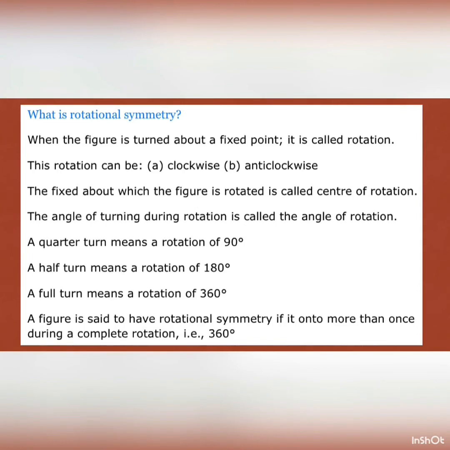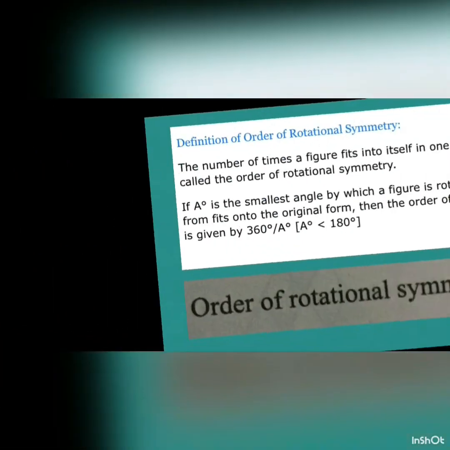When a figure is turned about a fixed point, it is called rotation. It can be clockwise or anti-clockwise. The fixed point about which the figure is rotated is called the center of rotation. It may or may not be the center of the figure. The angle of turning during rotation is called the angle of rotation. A quarter turn means 90 degrees, a half turn means 180 degrees, a full turn means 360 degrees. Every object will have a rotational symmetry of order 1.